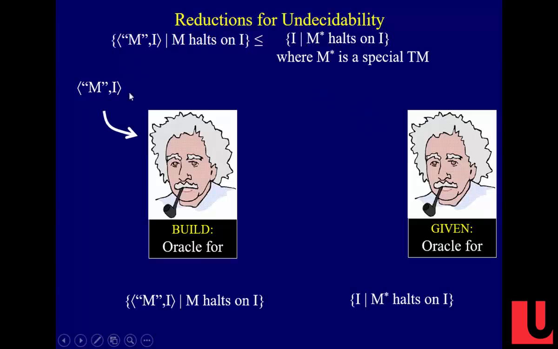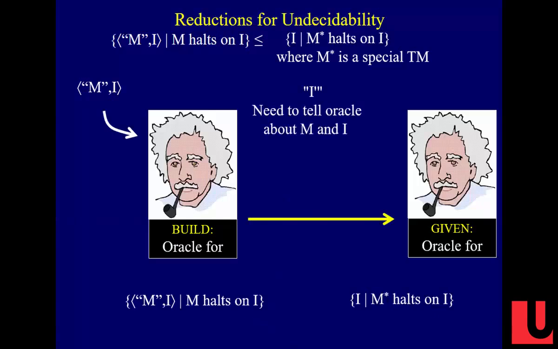But we got to tell him all this information. So how do we tell him that information? We just give it to him as a 0-1 string. Here, we need to give him some input. What's that input? Well, we just give him a description of M and a description of I. Now, what do we want this oracle to do? This oracle will tell us whether M star halts on this input.